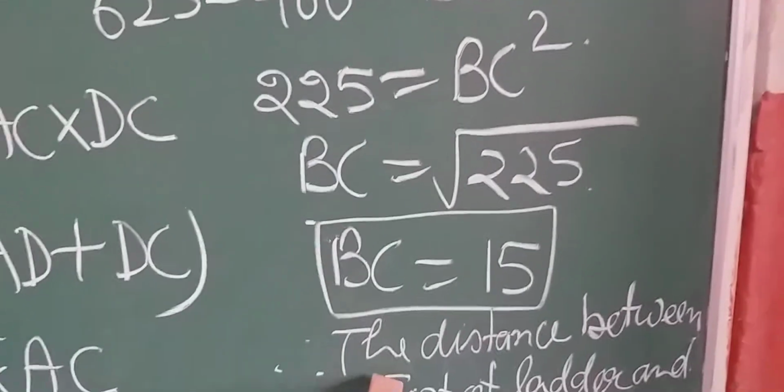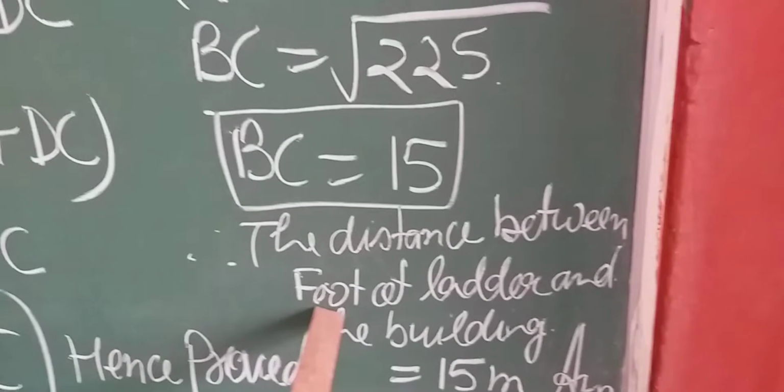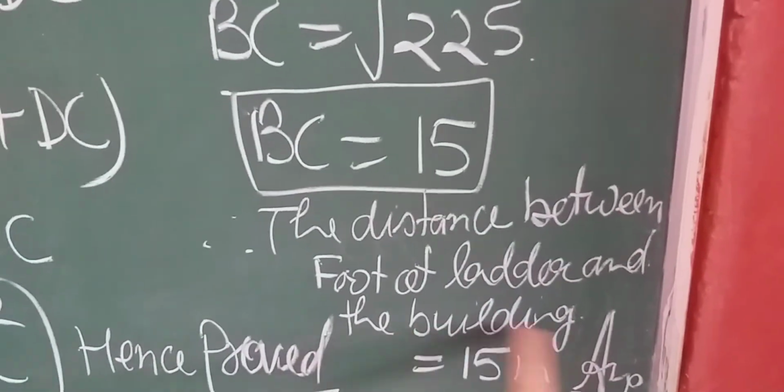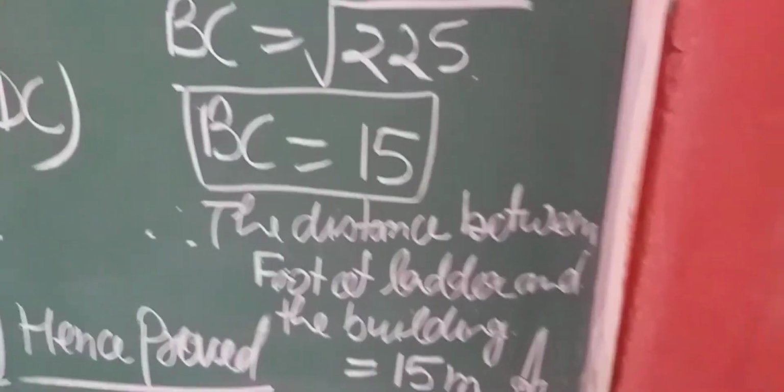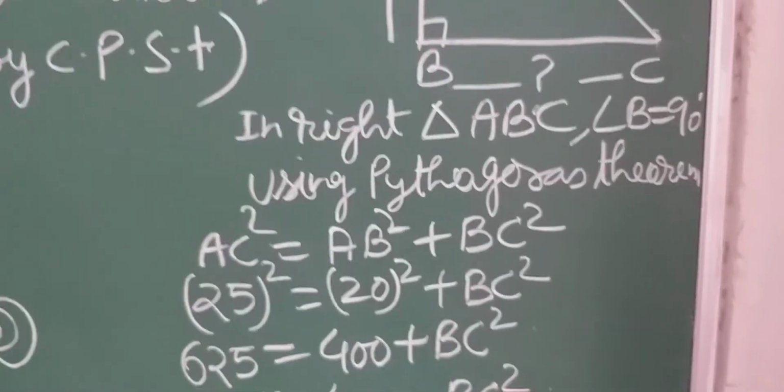So students, we can write the distance between the foot of the ladder and the building equals 15 meter. Okay students? Okay then students, have a nice day.